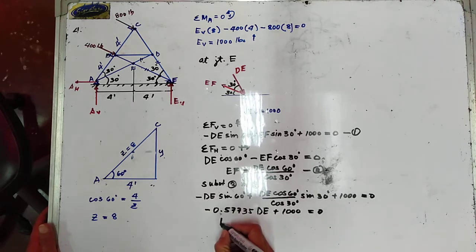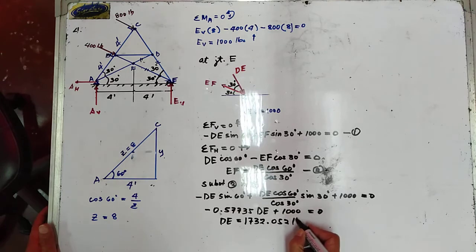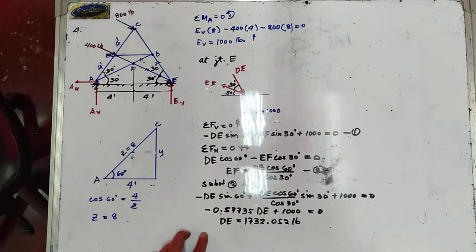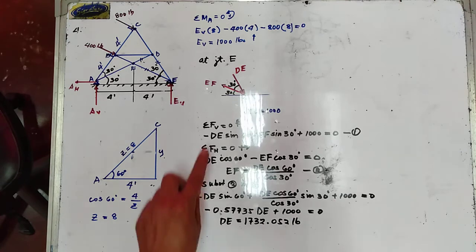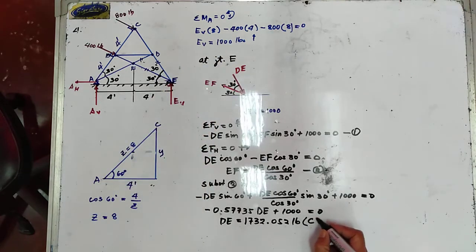So your DE is now equal to 1,000 over 0.57735, so this is equal to 1732.052 pounds. We get a positive value, hence the assumed direction of DE is correct. So this is towards the joint, hence that is in compression.